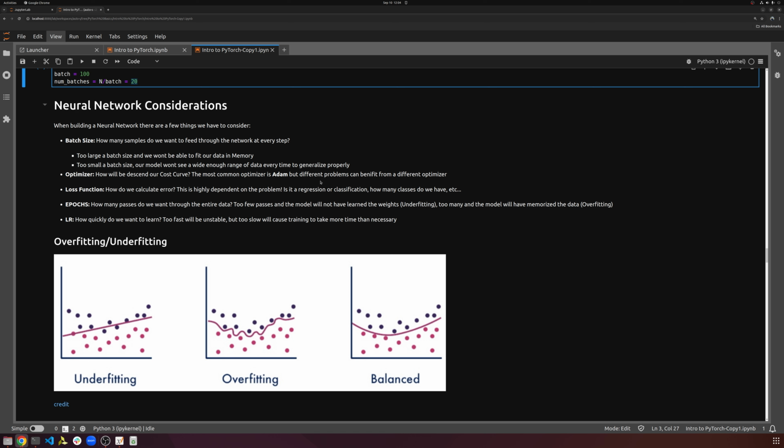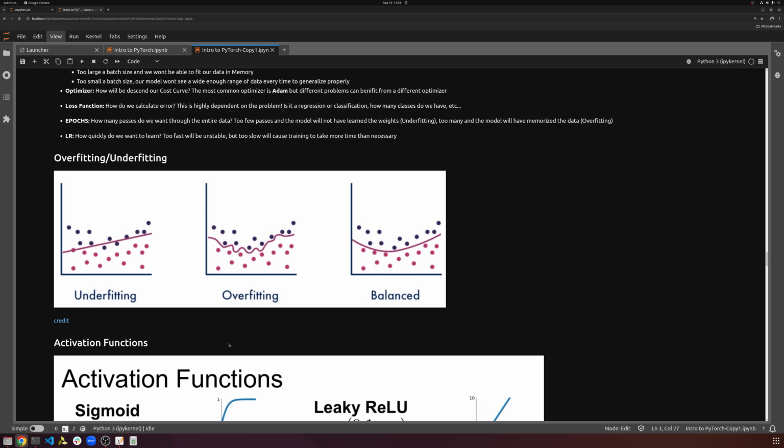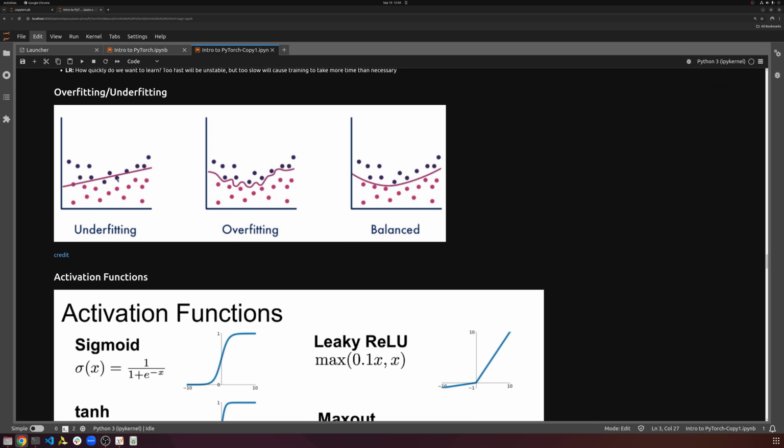We have to pick that based on the problem. Epochs: how many full iterations do we want to do through the data? And this leads to something called overfitting and underfitting, which we'll look at in just a second. And the learning rate: how quickly do we want to learn? If your learning rate is too high, you'll have unstable training, but if it's too low, then it'll take more time than necessary. So playing with that is also an important thing to do. So good. Now, overfitting and underfitting.